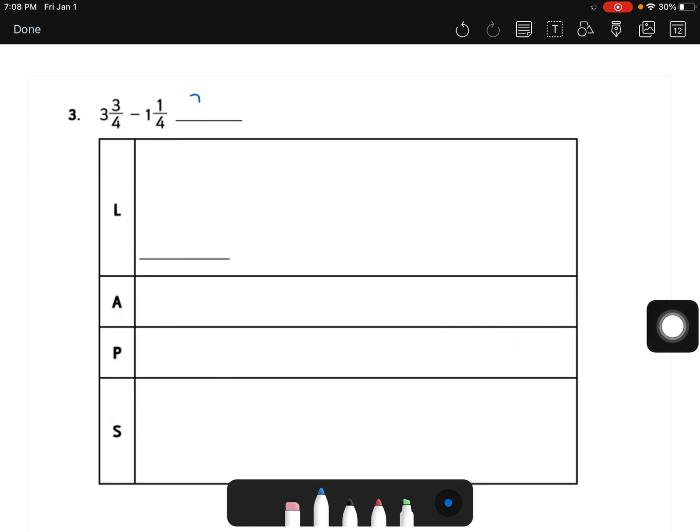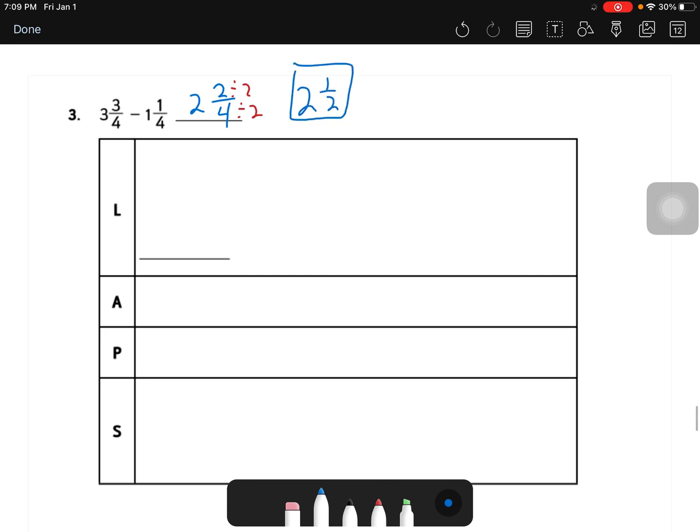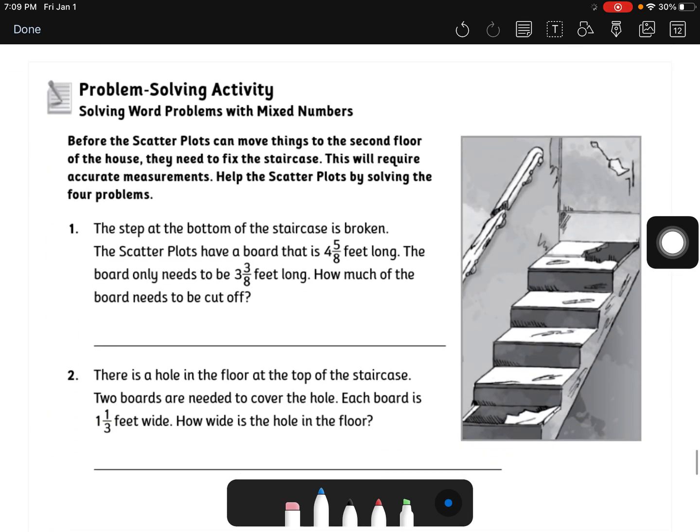3 minus 1 is 2. 3/4 minus 1/4 would be 2/4. And then for simplifying, this one does simplify a little bit. So 2/4, we know that we can divide each of those by 2. And so our new answer now is going to be 1/2, because 2 divided by 2 is 1, and 4 divided by 2 is 2. So 2/4 we know simplifies down to 1/2. So there's our simplified answer.